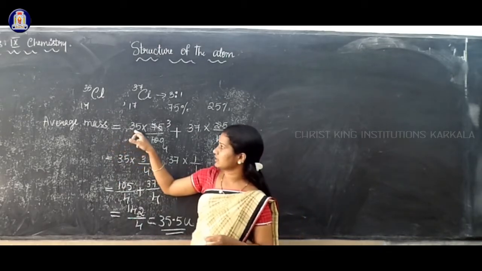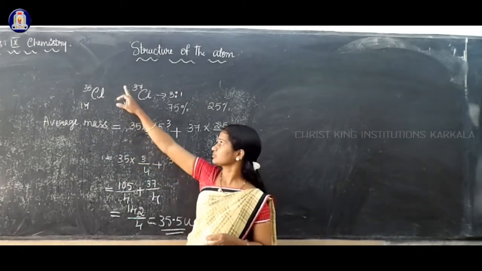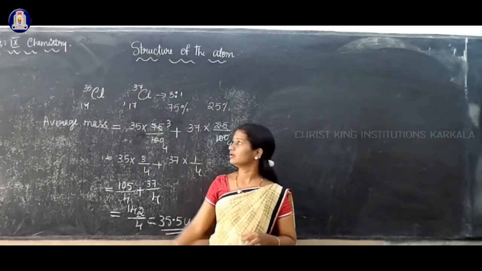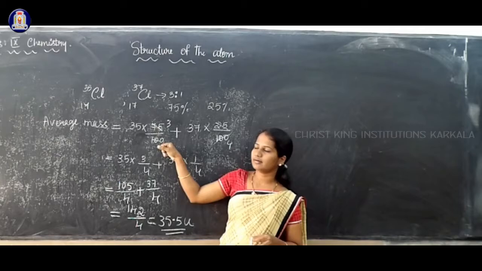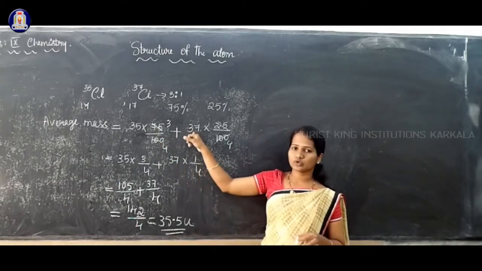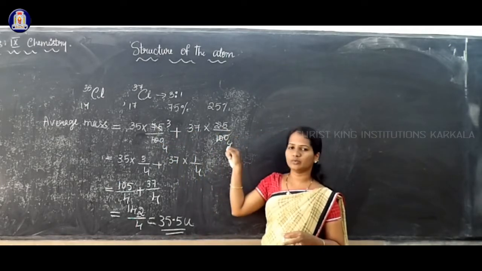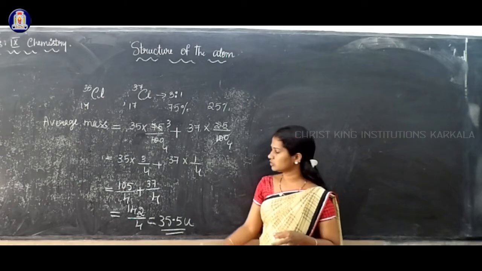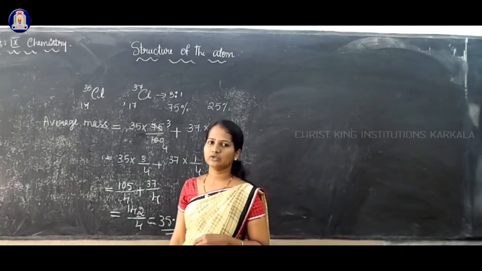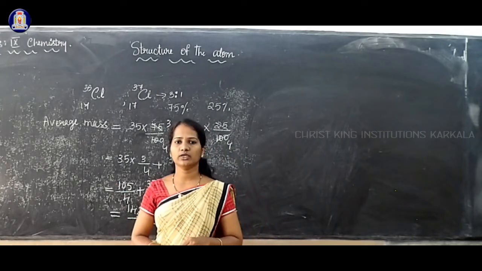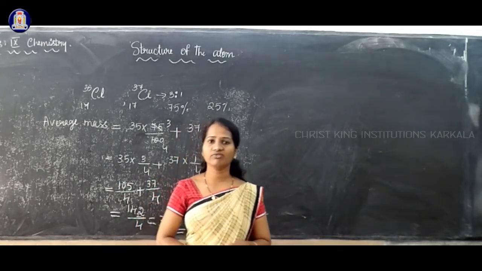So first, the atomic mass number of chlorine 35 into 75 divided by 100 plus the second isotope 37 into 25 by 100. Simplify this, you will get the answer 35.5 atomic mass unit. In this way we can calculate the average mass of isotopes.